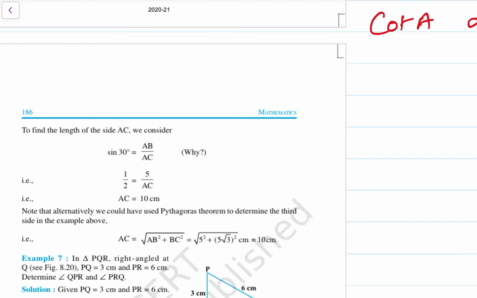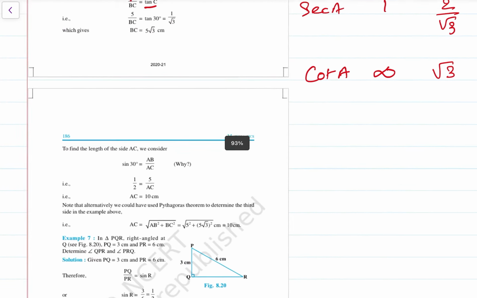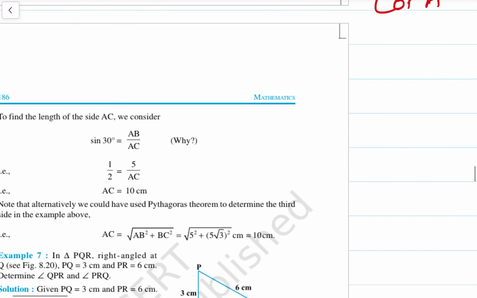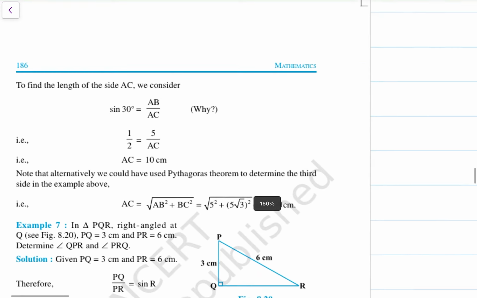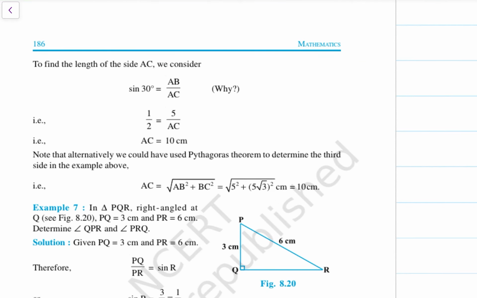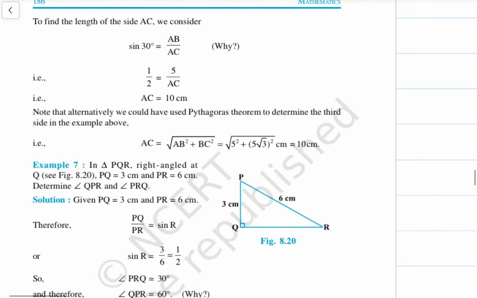Similarly, to find the length of AC, we consider sine 30 because it involves the hypotenuse and opposite side. So it can be AB upon AC, and that is 1 by 2 is equal to 5 upon AC. So AC is 10. Note that alternatively we could have used Pythagoras theorem to determine the third side. AC is equal to under root AB square plus BC square, which is under root 5 square plus 5 root 3 whole square, which is equal to 10. Both the methods are applicable.